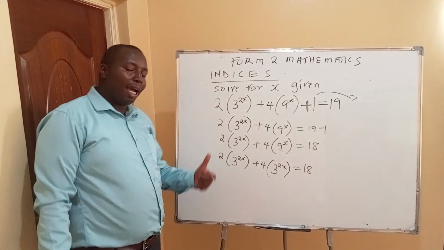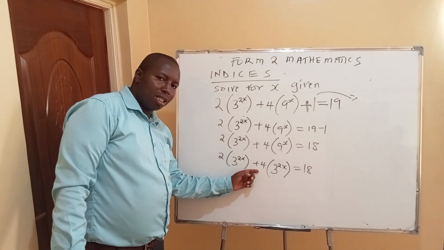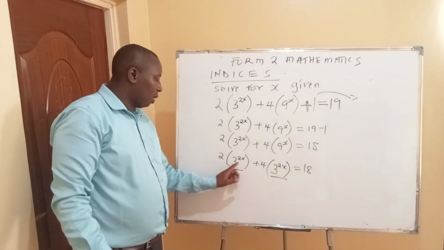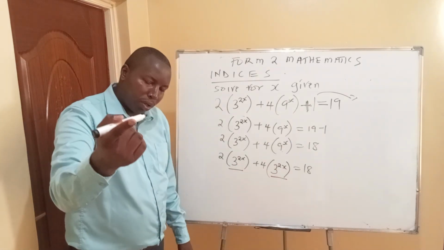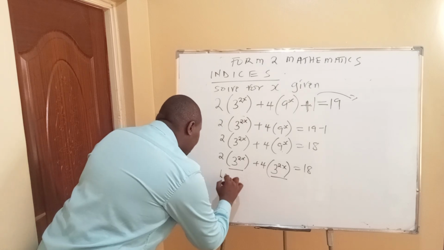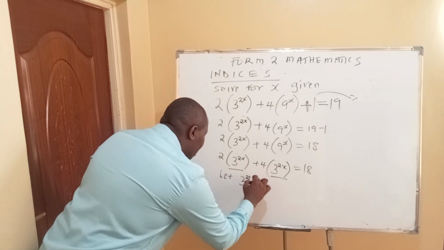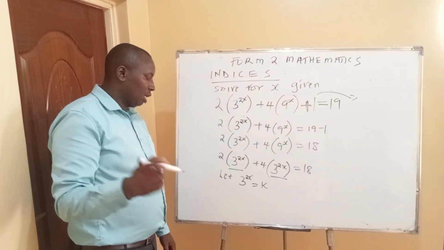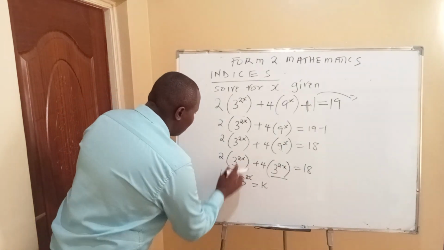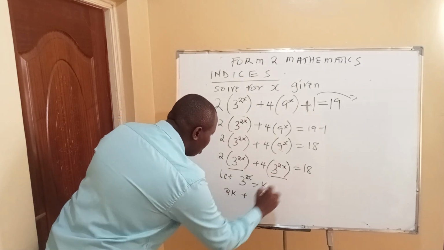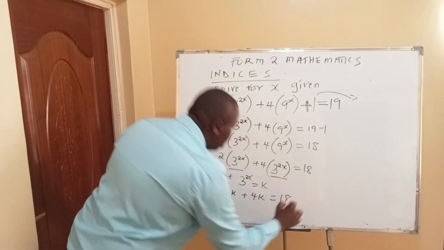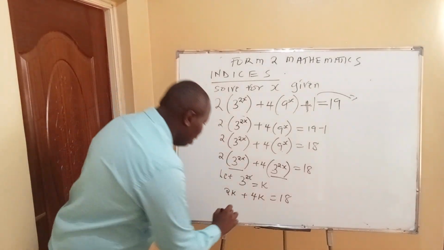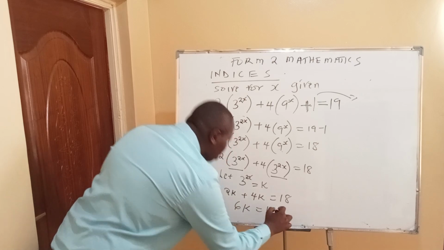Again, because you cannot apply the rule of indices, this is a plus sign. You check this 3 raised to power 2x, 3 raised to power 2x. It is common. Therefore, you can say, let 3 raised to power 2x be a letter like k. So this is k and this is k. So here we have 2k plus 4k is equal to 18. So therefore, this is 6k is equal to 18.